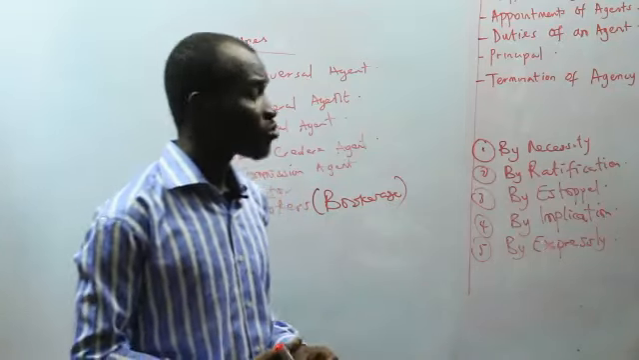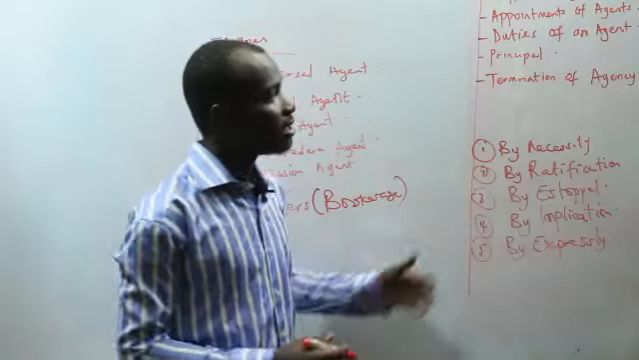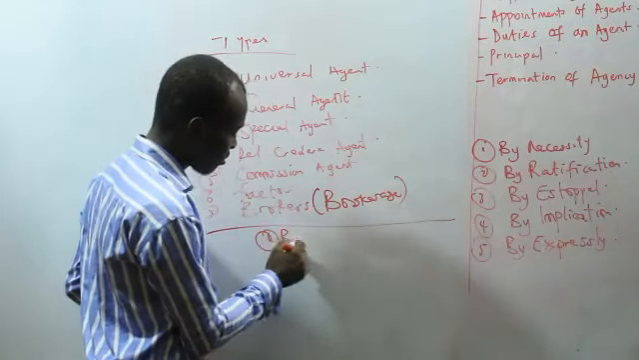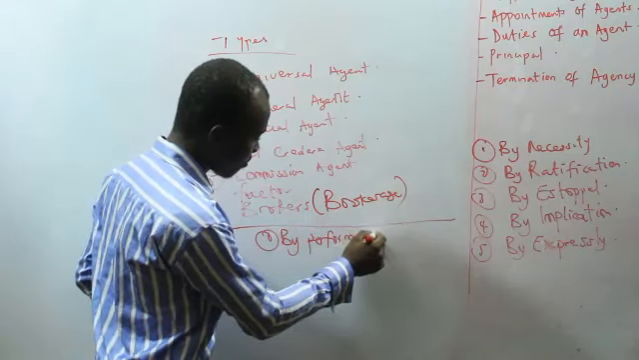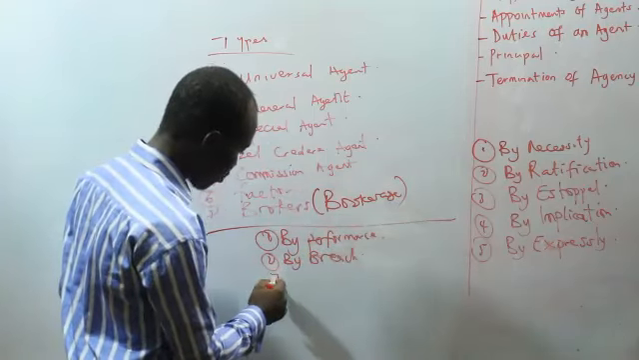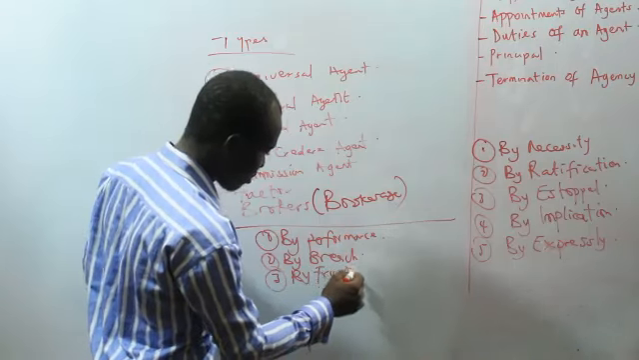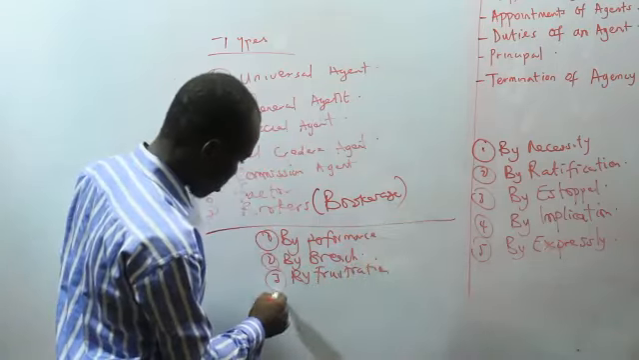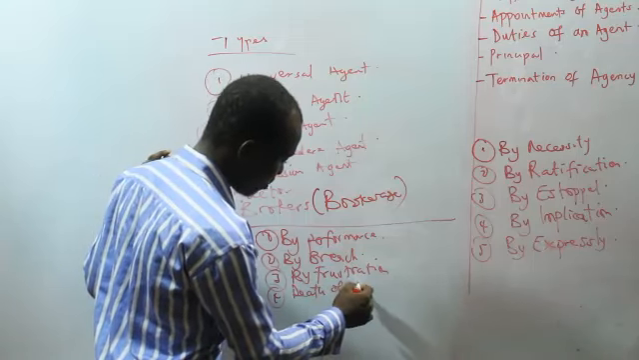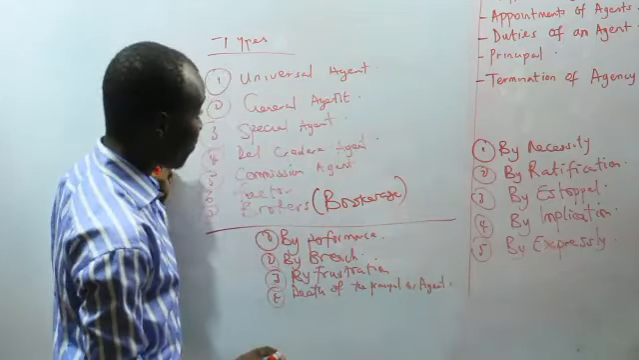And again, we have a lot of duties to be performed by the principals, so you can go ahead and do more of them. Now the next thing we have is termination of agency. How can the contract of agency be terminated? The contract can be terminated in the following ways: by performance, by breach, by frustration, and by death of the principal or agent.